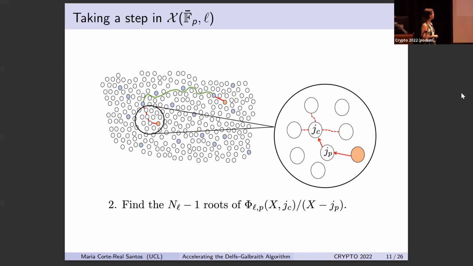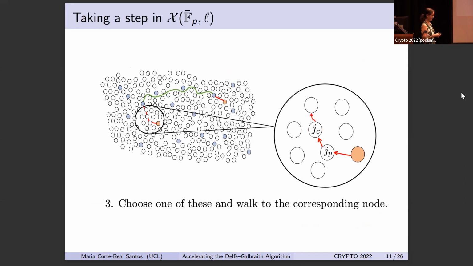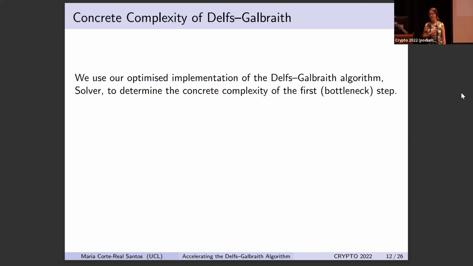And then you choose one of these NL minus 1 roots, sort of at random, and you step onto it and you continue the process. Okay. So our optimized implementation of the Delfs-Galbraith algorithm was used to determine the concrete complexity of the first bottleneck step. So finding, from an FP squared j-invariant, finding an FP subfield node.